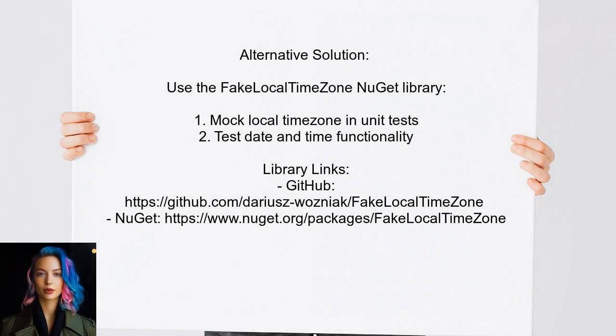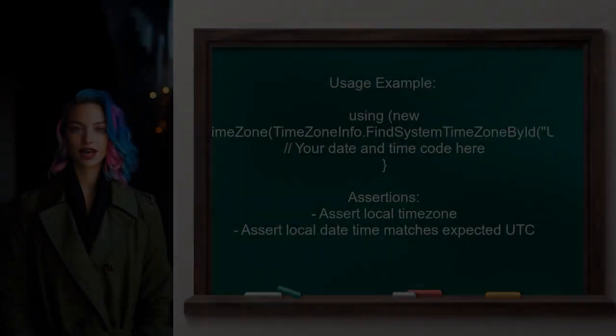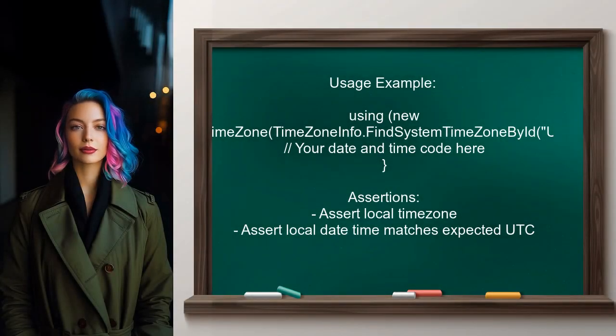One alternative solution is to use a NuGet library called FakeLocalTimeZone. This library allows you to mock the local time zone in your unit tests, making it easier to test date and time functionality across different time zones. To use it, you can wrap your code in a using statement specifying the desired time zone. For example, setting it to UTC plus 12 hours allows you to assert that the local time matches your expectations.